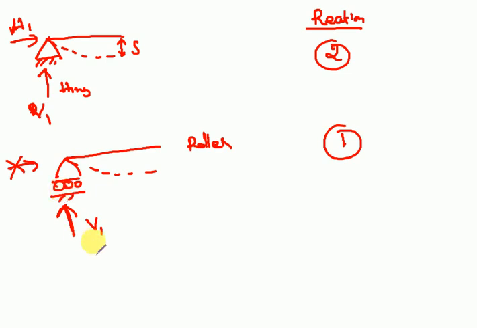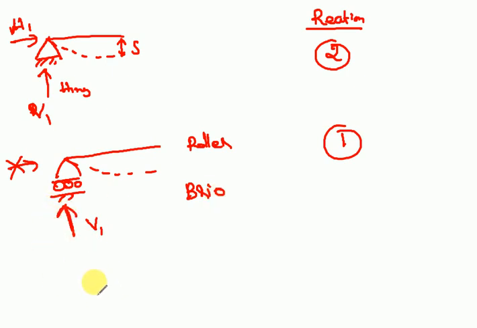Normally these types of roller supports are given in bridges. Because of the expansion and contraction during summer and winter, there should be some lateral movements in the bridges. That is the reason it has to be given in those cases. The only thing you need to remember here is that the number of reactions developed in the roller support is 1. In case of hinged support, it is 2.